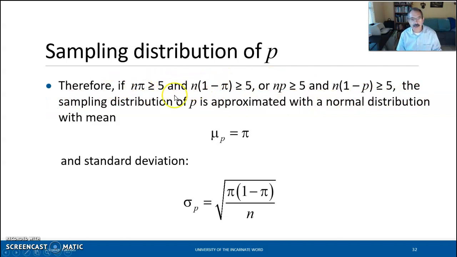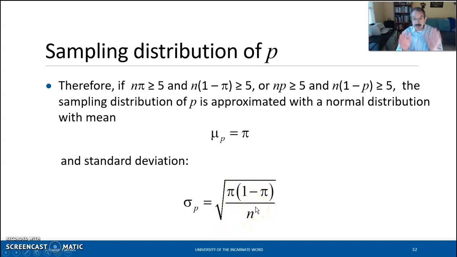All right, so again, as I said in the previous slide, as long as these conditions are met, either when pi is known or when it's replaced with a sample proportion, as long as these are at least 5, then we can safely assume that the sampling distribution of the proportion is normal and it has a mean of pi and a standard deviation of the square root of pi times 1 minus pi divided by the sample size.